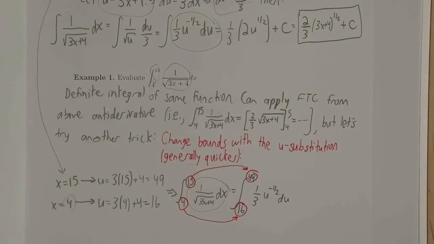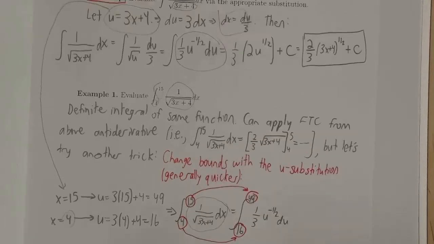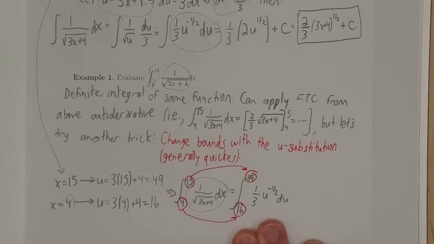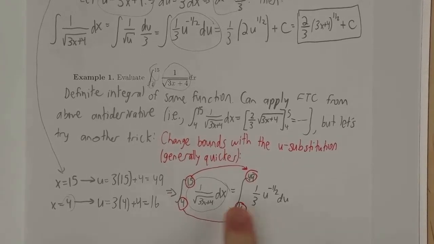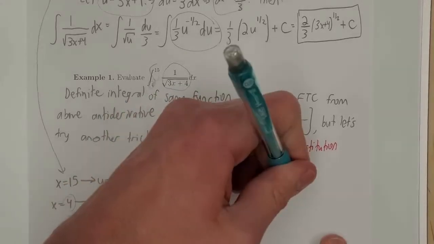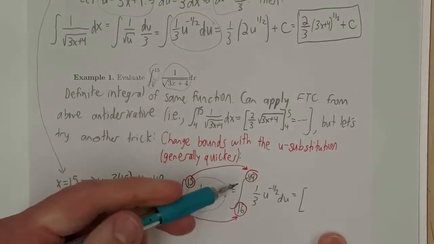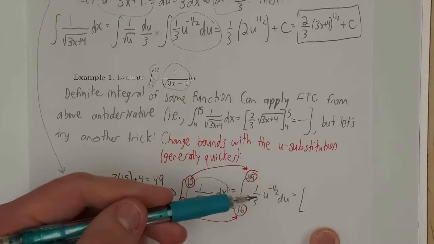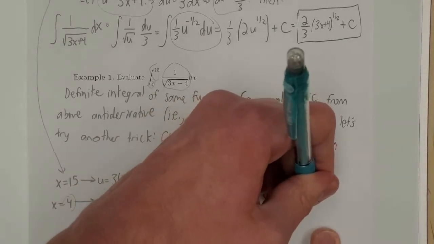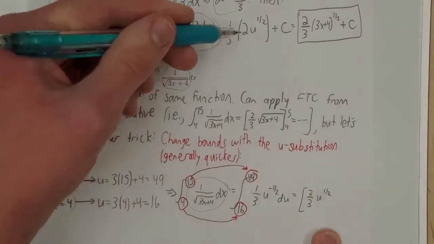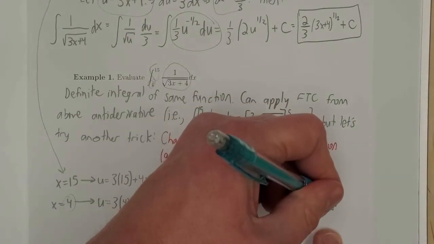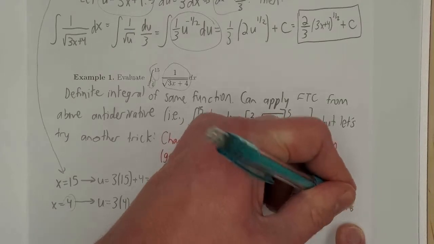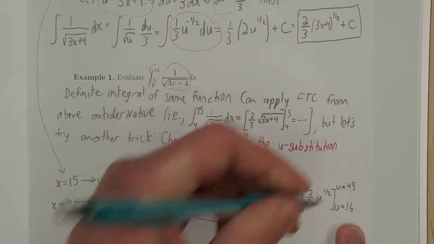That's the idea behind that. And the reason we're doing this is that once we evaluate this integral, because we're just looking for the numeric value of the original integral, we're done. We don't have to switch back to x. So if we keep everything in terms of u, we still have 2/3 times u to the 1/2, as we have up here, except now we are going from u equals 16 to u equals 49.